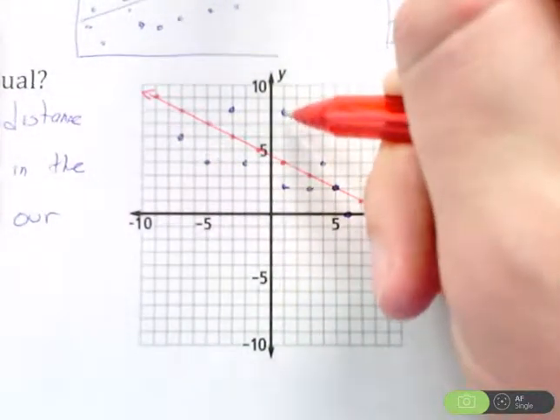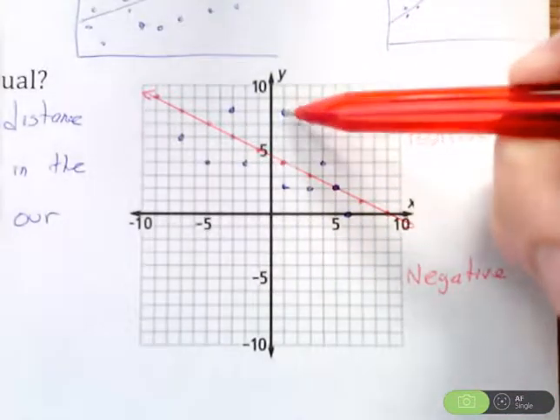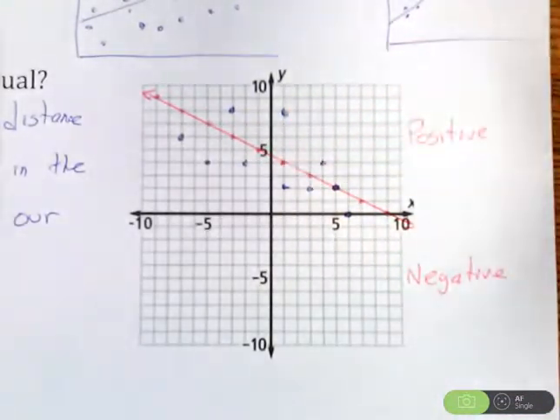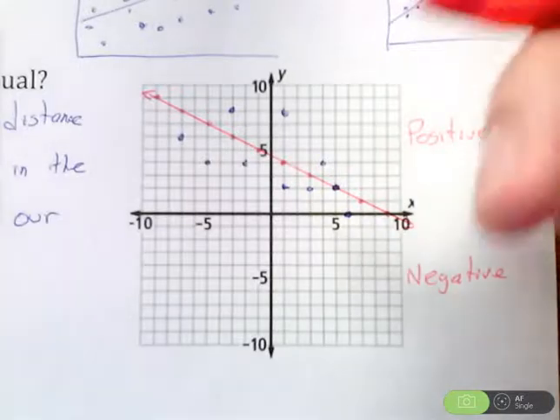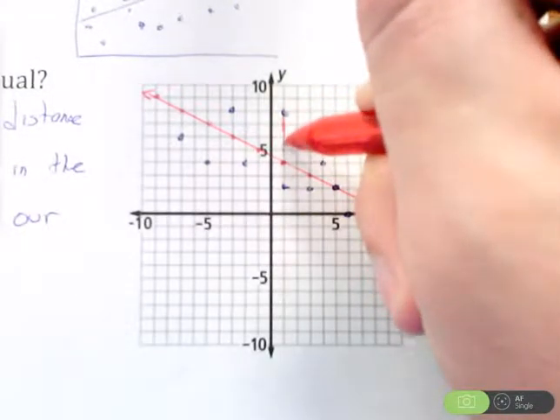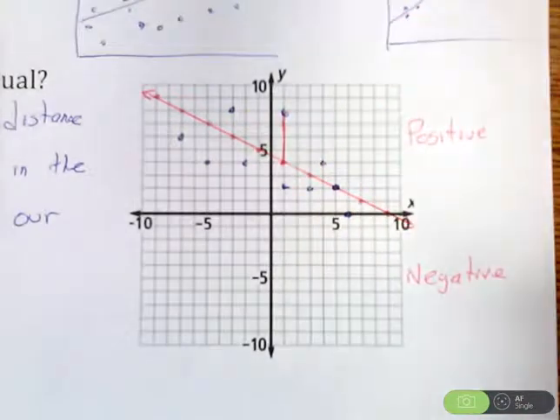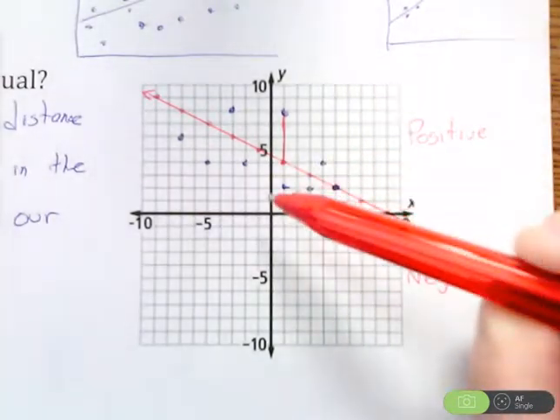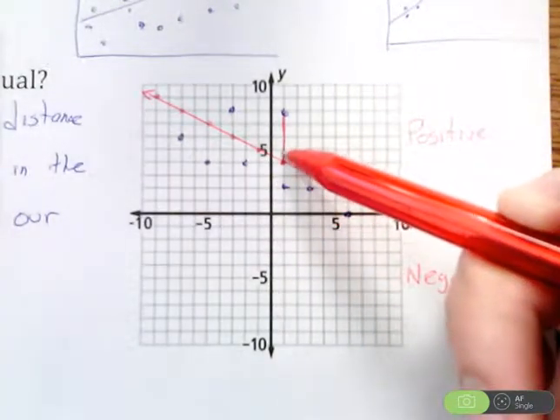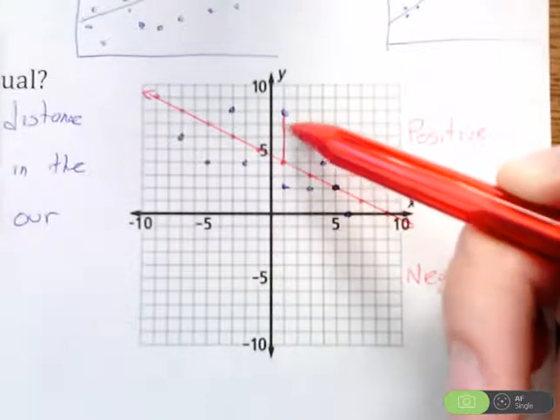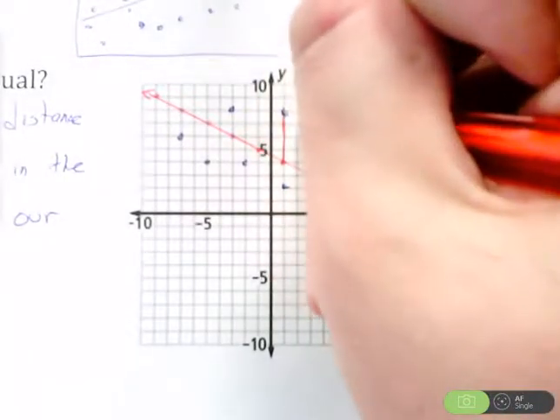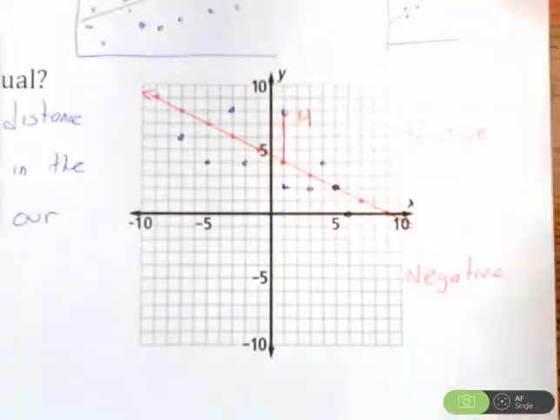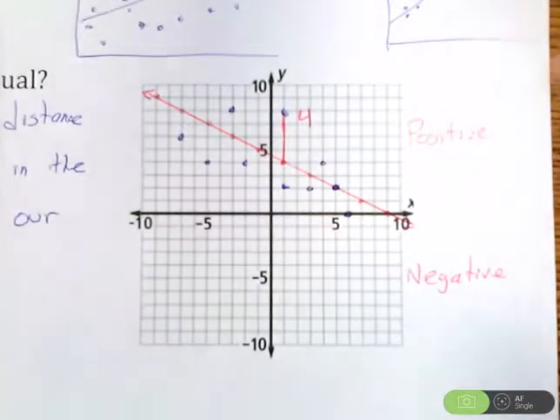If I pick this point right here from my scatter plot, here's my line of best fit. The residual is the measure of this vertical distance, that vertical line right there. We can just count it: 1, 2, 3, 4. For this point, the residual will be 4. And since it's above the line, it's positive.